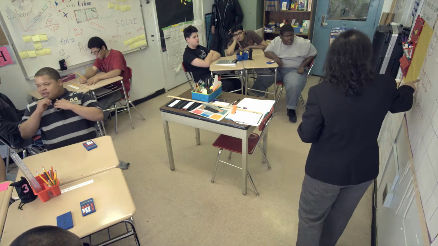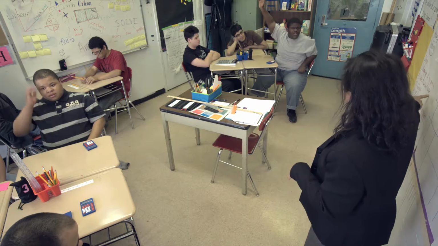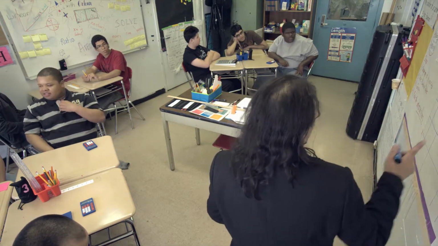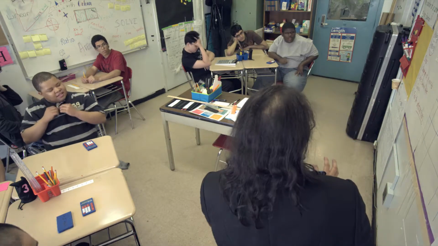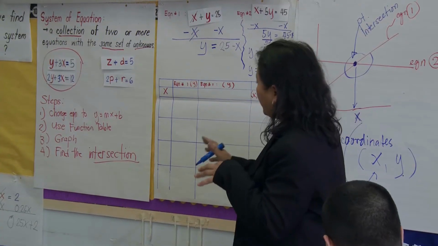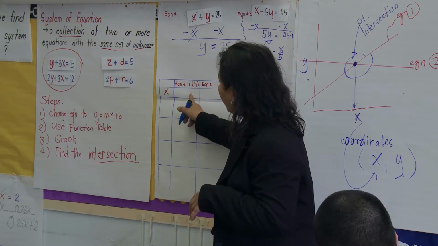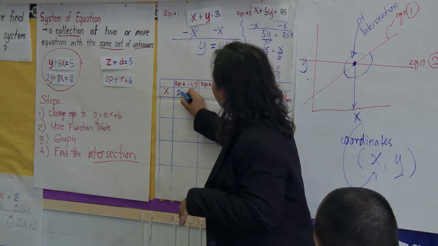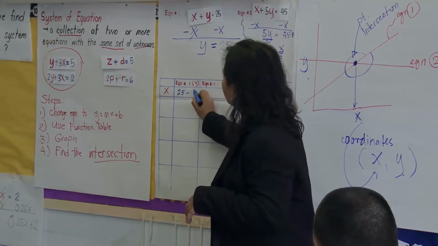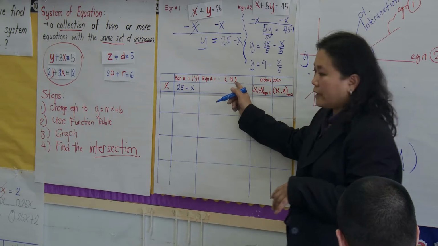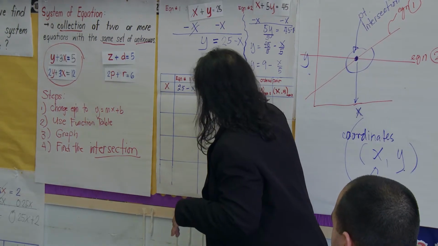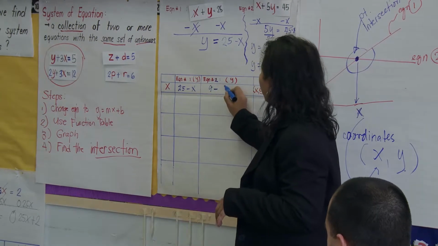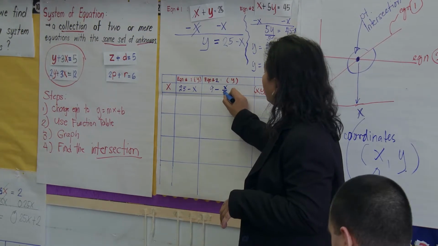What's the next step? Use the function table. Alright, use the function table, Maurice. On the table, we identify first what the values are. So we have y, equation 1: y is equal to 25 minus x. The second one, equation 2: y is equal to 9 minus x divided by 5.